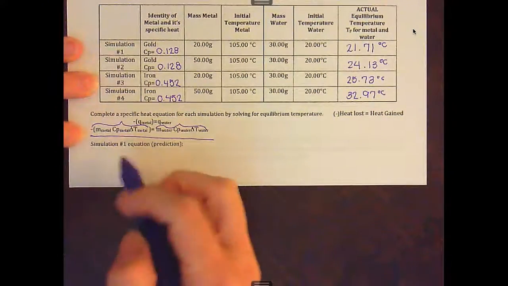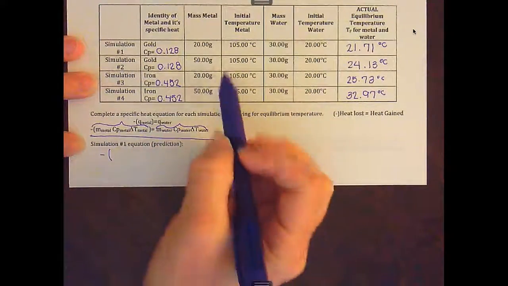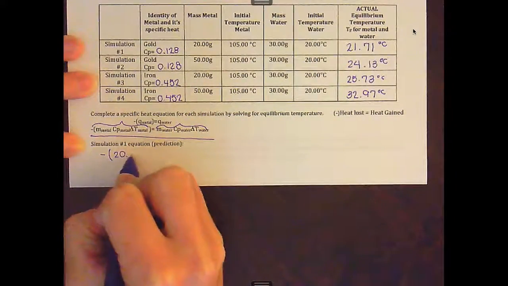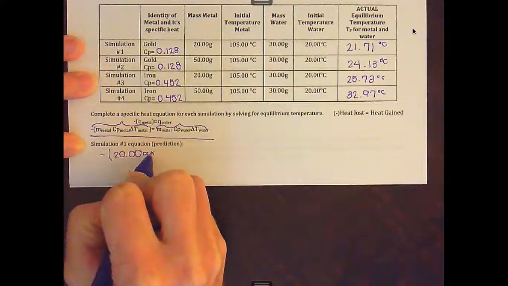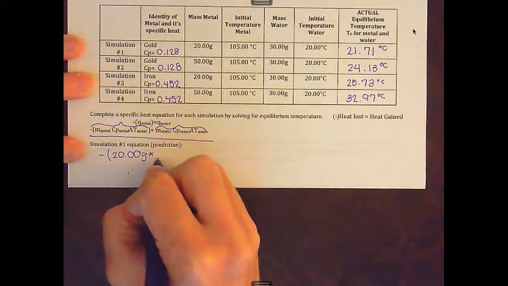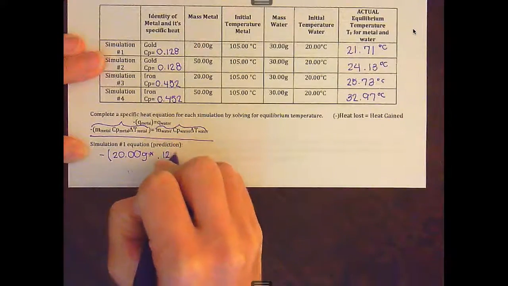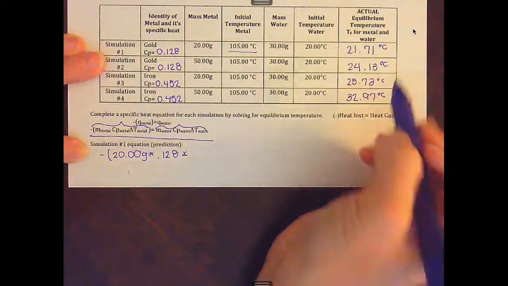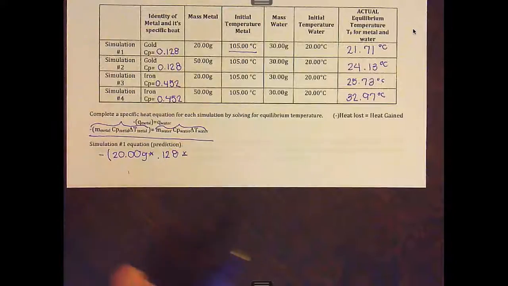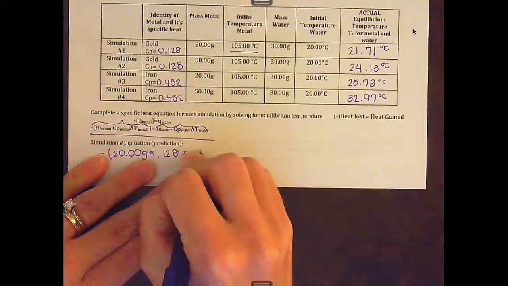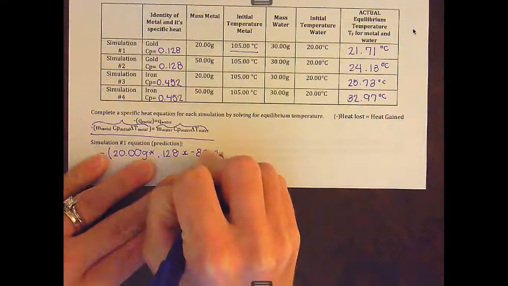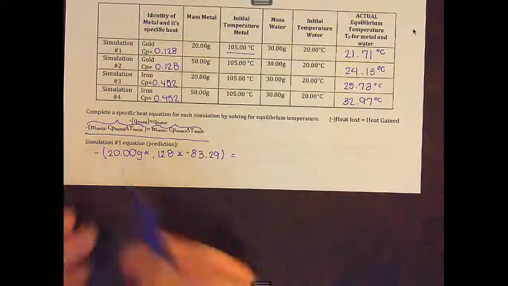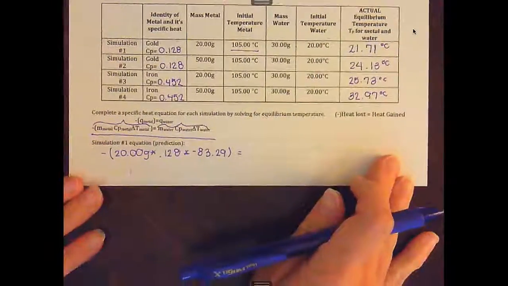So on the first one, let's take a look here at the mass of the metal. I see that it was 20 grams, so I'm going to go ahead and write that in, times the specific heat of the metal for gold, which is 0.128. Write that in. And then delta T here, the initial temperature of the metal was 105, and then the final temperature of the metal was 21.71. So for me, 21.71 minus 105 is going to give me negative 83.29. And again, I keep that negative over here, and you'll see why in a moment.